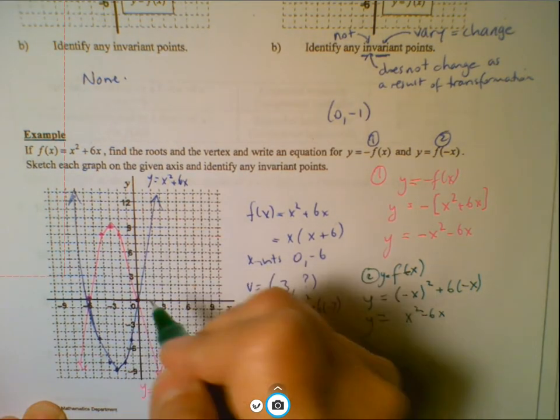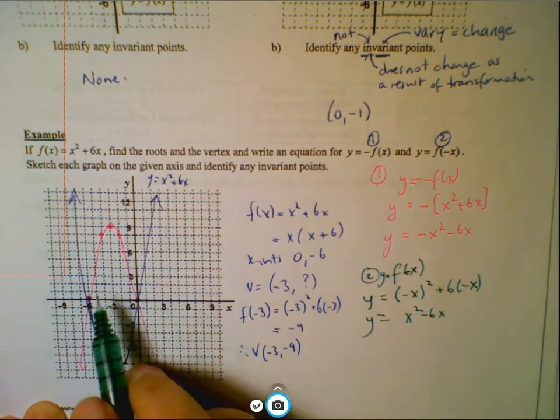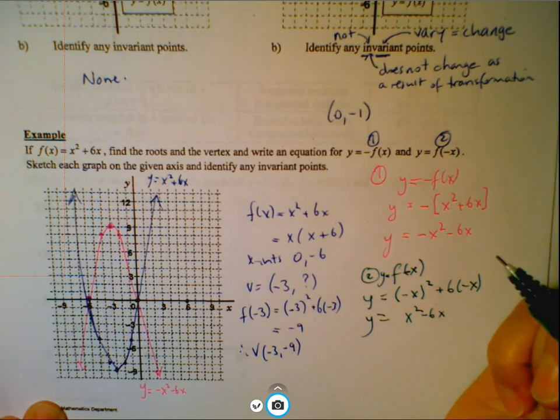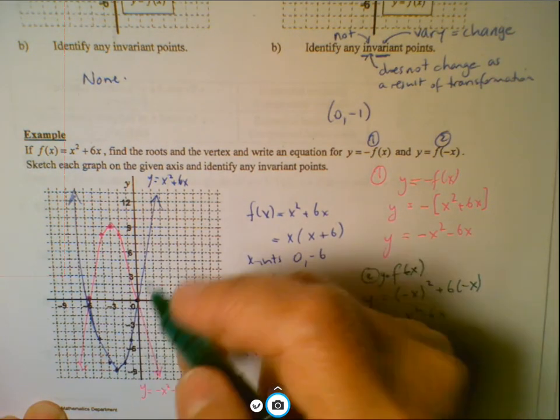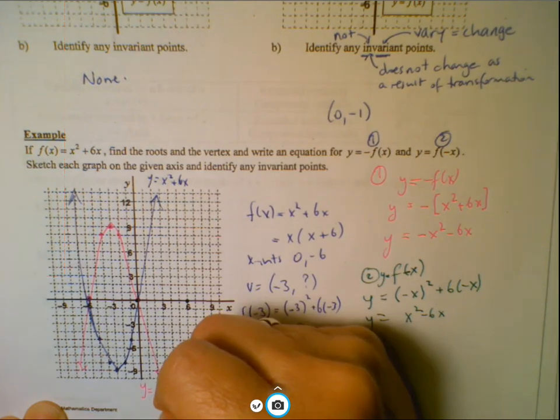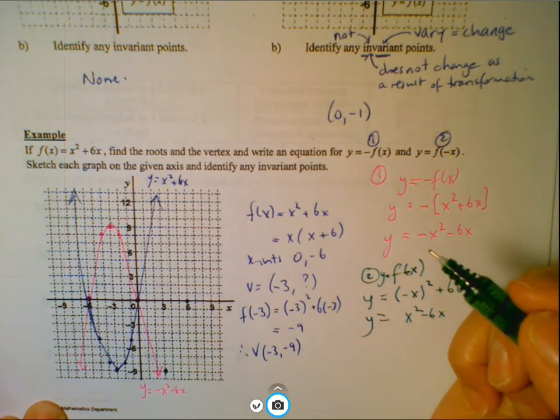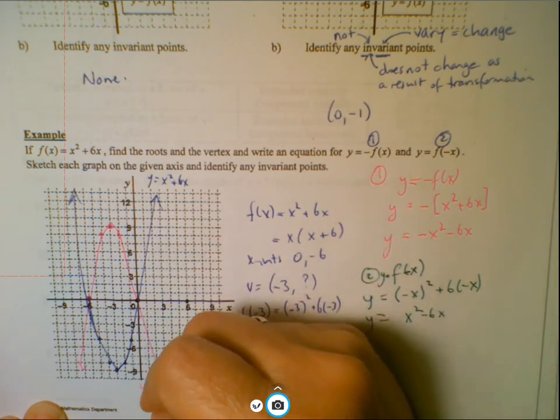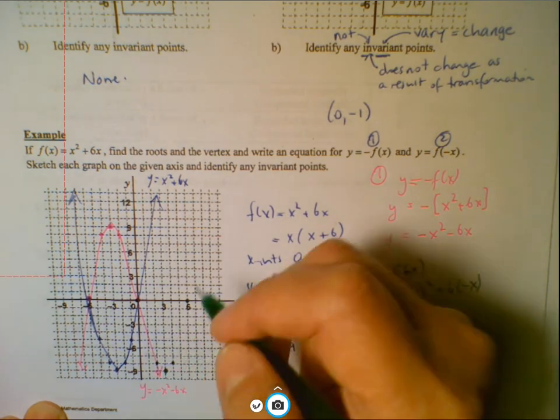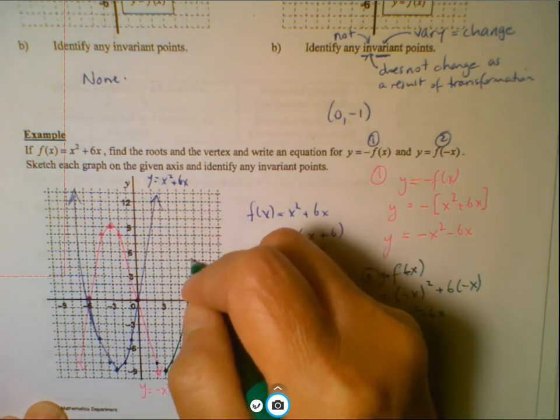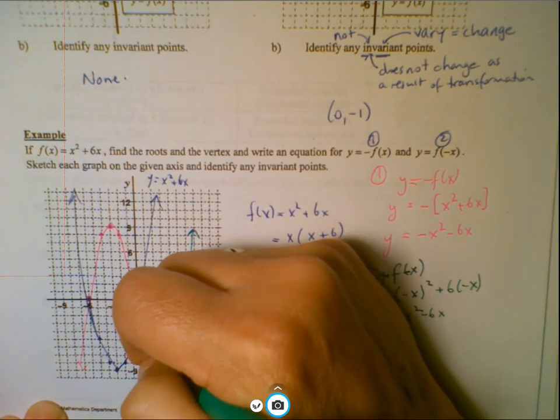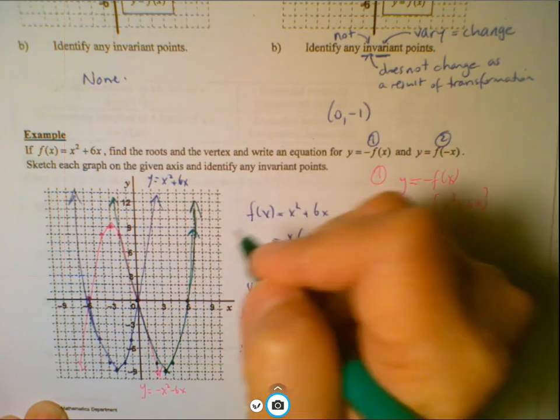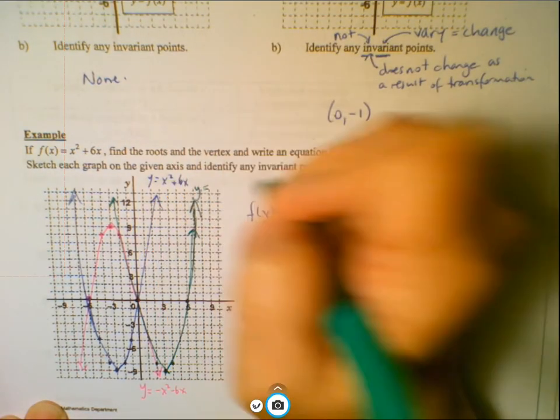So (0, 0) will stay (0, 0). Okay, and then (-6, 0) will become (6, 0). (-3, -9) will become (3, -9). So all the x's are being multiplied by -1. Let's take one of these points. (-2, -8) is going to become (2, -8). I know I have another point here. I can now draw the whole thing. Okay, and so let's extend this a little bit further. And I'm going to label it with the equation that I got.